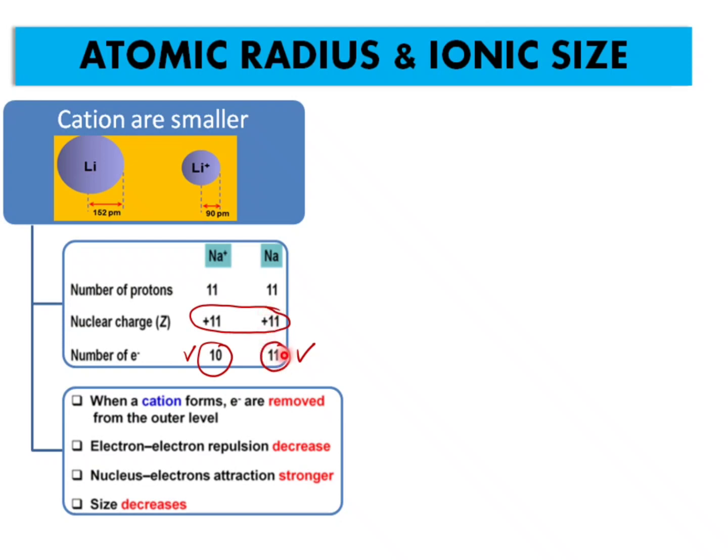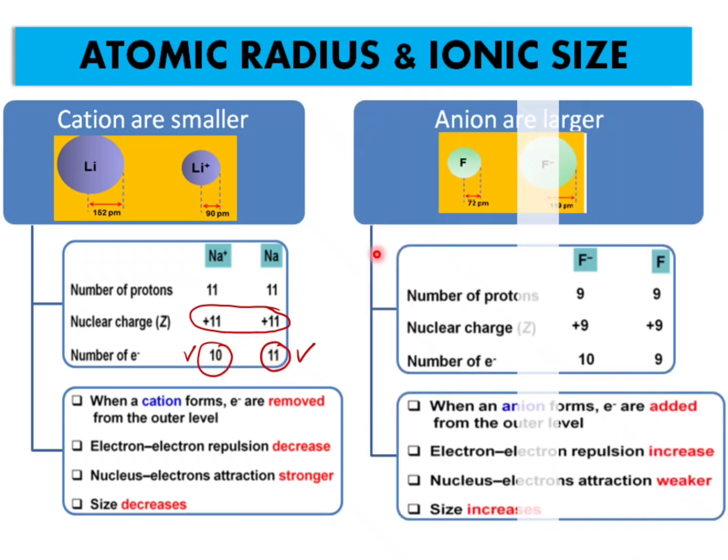So yang mana kekuatan nukleus dia lebih kuat? So dia akan lebih kuat dalam cation, di mana 11 tarik 10. So dalam cation kekuatan nukleus lebih kuat sebab bilangan elektron reduce. Nampak, electron repulsion decrease while nucleus electron attraction become stronger. That's why the size of cation become smaller. This is the reason. So you can look at the number of electron between ion and atom here.